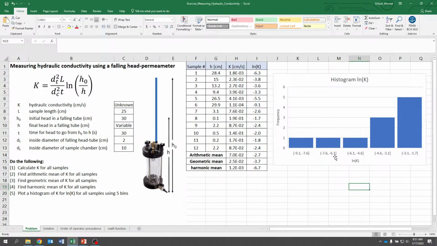So basically, it tells you within this class from negative 9.1 to 7.6, you have 1 sample. In this class, you have 1 sample. In this class, you have 1 sample. In this class, you have 3 samples, and in this class, you have 5 samples. So you know something about the frequency.